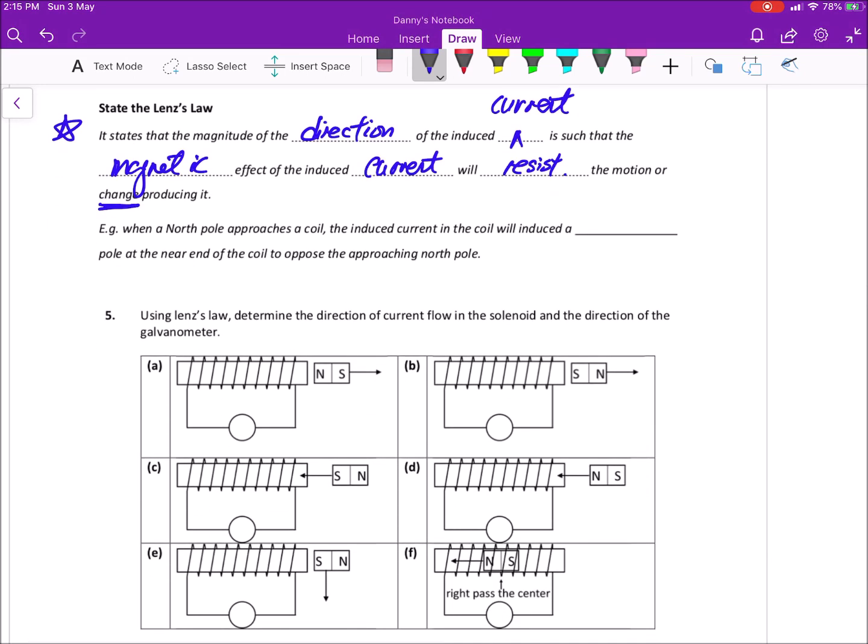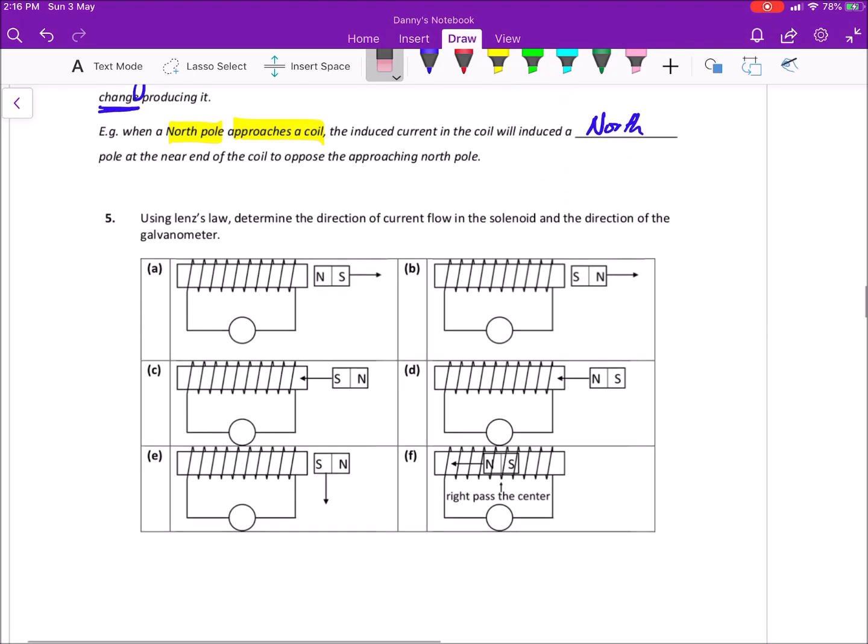Okay, so for example, when a north pole approaches a coil, the induced current in the coil will induce so I have a north pole approaching a coil. So therefore, how would I resist this north pole approaching me? I would have to induce a north pole at the near end. So for example, if I have a north approaching a coil, then this coil will have a current such that there will be a north pole here, so that these two will resist each other.